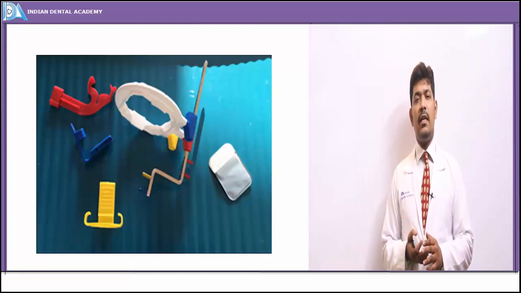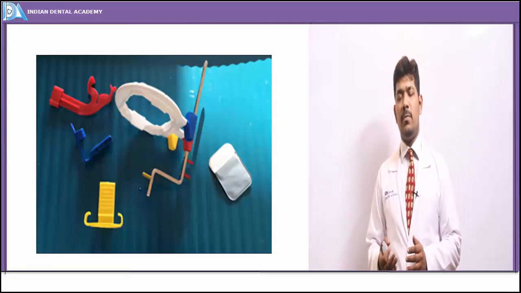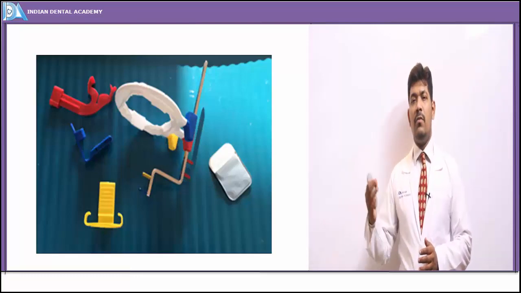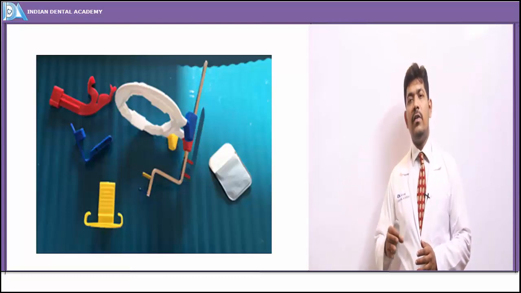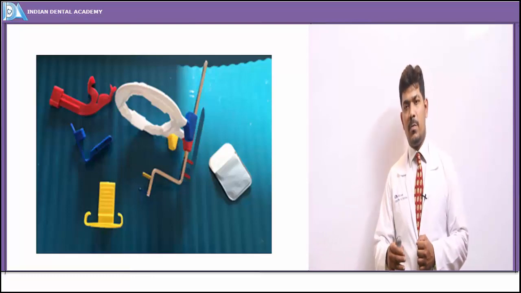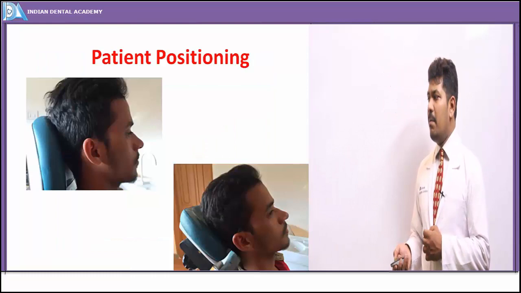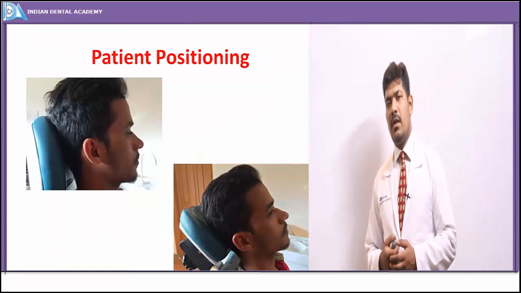It will be perfectly reproducible. That is to say, if we take the same kind of radiograph on two different people at two different points of time, because of the stability of this particular holding instrument, the X-rays produced of that specific tooth can be reproducible. So that being the basic advantages of the paralleling technique.